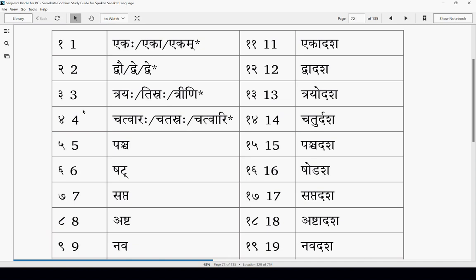Similarly, dvi. I say dvi because the base word is dvi. In pullinga it becomes dvau. In strilinga and napunsakalingam it becomes dve, dve. The forms are the same for strilingam and napunsakalingam. And it is always dvivachanam because the quantity is two. So you say dvau balakau, dvau parvatau, and dve balike, because balike is the dvivachanam of balika. Dve gruhe, dve vane. So this is simple.